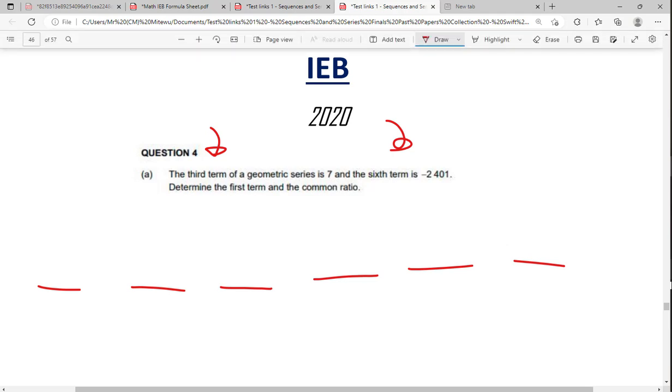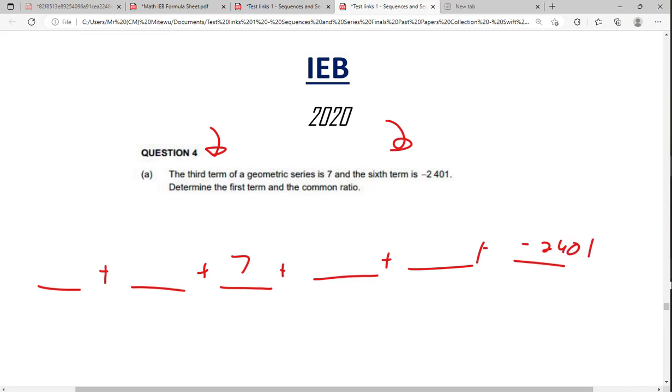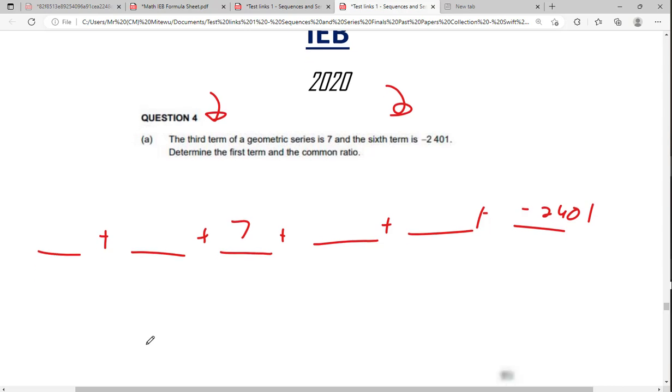I don't know what the first term is, but that's okay. I don't know what the second term is, but that's okay. I do know what the third term is. The third term is 7. I don't know what the fourth term is, the fifth term is, but I do know the sixth term. It's negative 2,401. So you would see that's quite a jump to get from 7 to negative 2,401. So it's going to be not necessarily a big number, but not a small number either, not like 2 or something. So what number is it going to be? And also we can see that we actually got more negative this side. So we have to be careful about how we go about getting to our answer.